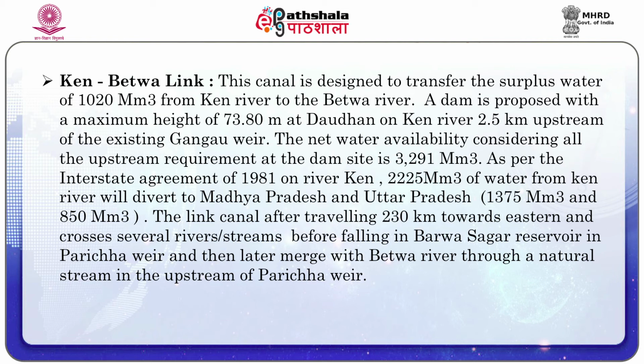This water will also be utilized for en route irrigation to the command area. A dam is proposed with a maximum height of 73.80 meters at Ken River, 2.5 km upstream of the existing gauge, where the net water availability considering all the upstream requirement at the dam's site is 3,291 cubic millimeters. As per the interstate agreement of 1981 on River Ken, 2,225 cubic millimeters of water from Ken River will divert to Madhya Pradesh and Uttar Pradesh.